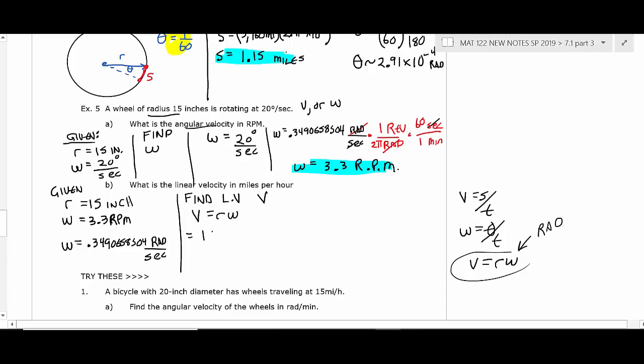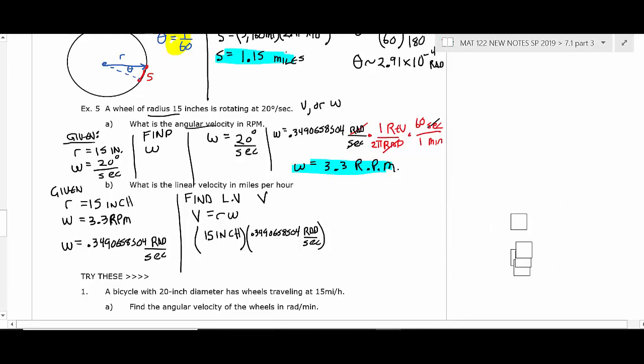Okay? So basically what we do is we want to start like this. We want to just take the radius, 15 inches, and we want to multiply that by the angular velocity. Now, I wouldn't do RPM. You want to use the one that's in radians, so let's just use that. Okay, so I'm going to write that down as 0.3490658504 radians per second. If you rounded that off to 4 decimals, it probably wouldn't make much difference. But you always want to use at least 4 decimals.